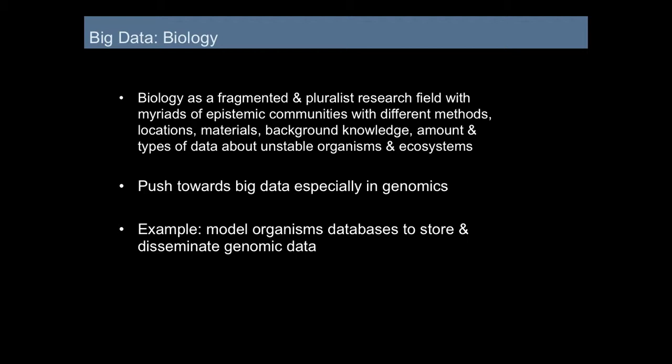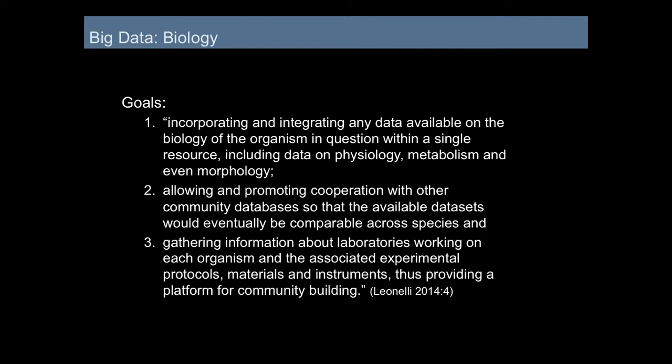And the example that she's analyzing in detail are model organisms databases to store and disseminate genomic data about different species, such as the FlyBase example, which I gave you before. The goals of these databases are threefold: to incorporate and integrate any data available on the biology of the organism in question within a single resource, including data on physiology, metabolism, and even morphology. Second, allowing and promoting cooperation with other community databases so that the available datasets would eventually be comparable across species. And third, gathering information about laboratories working on each organism and the associated experimental protocols, materials, and instruments, thus providing a platform for community building.